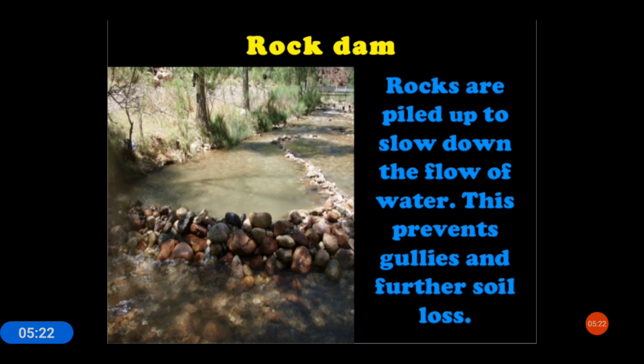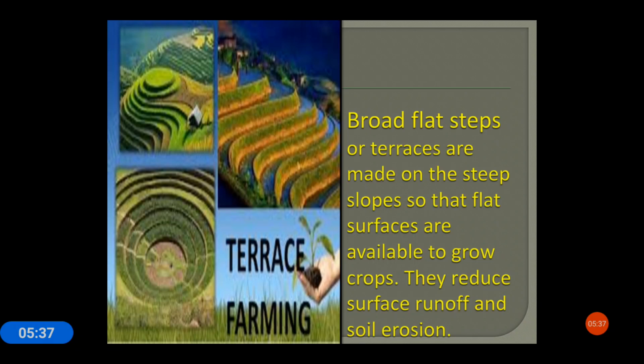Third, rock dam. You must be familiar with these rock dams. Usually we find them in the farms. Rocks are piled up to slow down the flow of water. This prevents gully formation and further soil loss. Next one, terrace farming. Students, you all must have visited tea gardens, coffee gardens. Here, broad, flat steps or terraces are made on steep slopes, so that flat surfaces are available to grow crops. They reduce surface runoff and soil erosion. Yes, on the slopes we can see the water runs down very quickly, but by making these steps, it slows down the speed of running water.